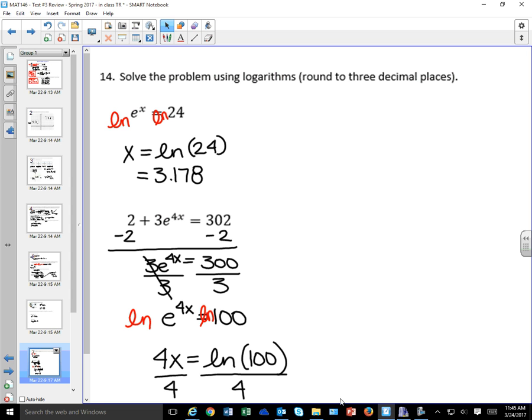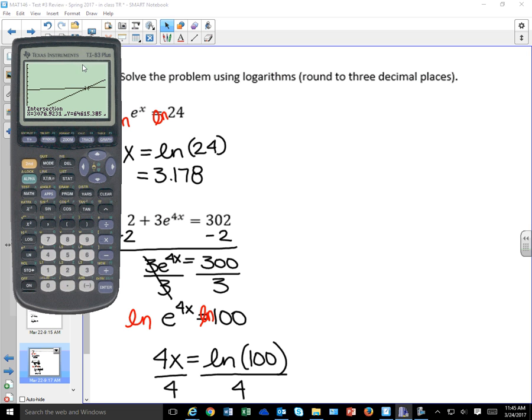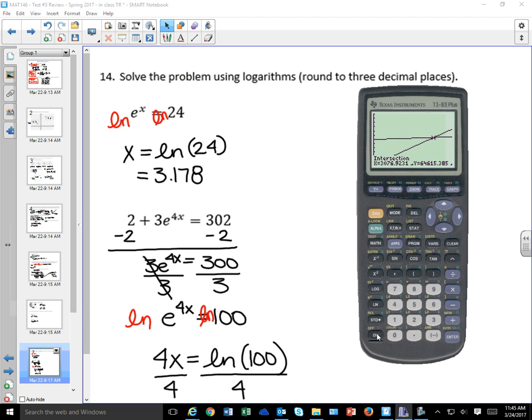Okay, so with logarithms, quickly, just as a reminder, let me get out of this. Remember, to get out of your graph, you can just do second and quit there and it'll take you off of that screen. So the buttons we're typically using with our logarithms and exponentials is this ln key, which also has the second function of e to the x.